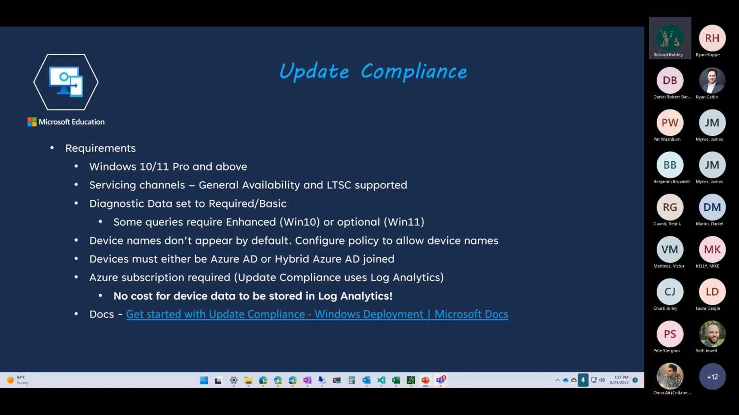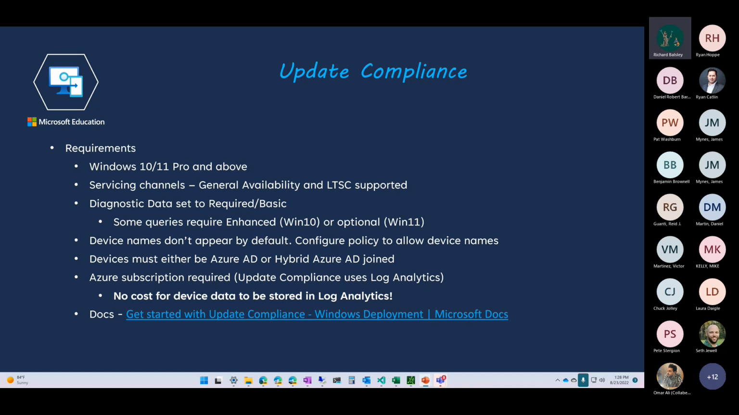So anyway, it's not the security option. There's a lower diagnostic data property called security. That was like the lowest one. It's the one up from that. So when you're looking at it now, it should be basic. You just click on that, or actually it's required, I think, is what you'll see now for all the machines. Some queries within update compliance will require enhanced diagnostic data or optional diagnostic data, depending on if you're on Windows 10 or 11.